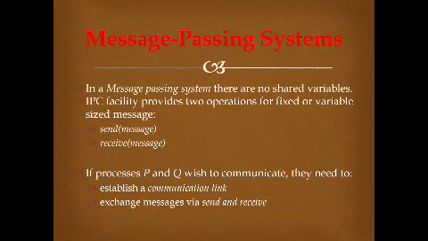In a message passing system, there are no shared variables. The IPC facility provides two operations for fixed or variable sized messages: sending and receiving. In case of message passing, we have no shared memory, so processes communicate by sending and receiving messages only. If processes P and Q wish to communicate, they have two types of communication, direct and indirect. They establish a communication link and exchange messages through send and receive. So communication will take place in two ways: establishing a link, or exchanging messages through sending and receiving.